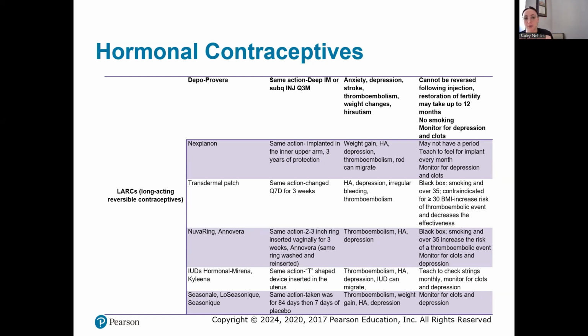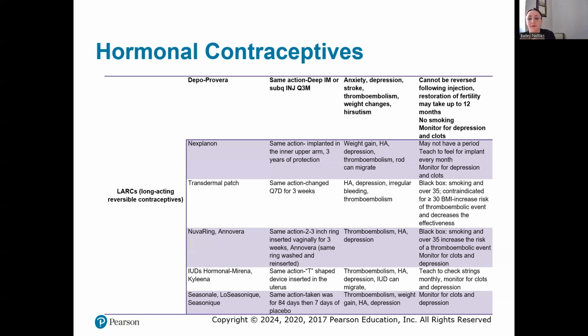The important thing about the strings is that you have to check your strings monthly to be sure it doesn't migrate, because it can migrate outside the uterus. It can implant itself into the uterus. There's lots of problems that can happen with these. The non-hormonal is not here because it's not really a medication, but it's a piece of copper that constantly irritates the inside of the uterus, and so that implantation cannot occur.